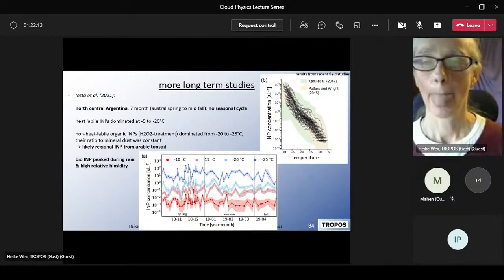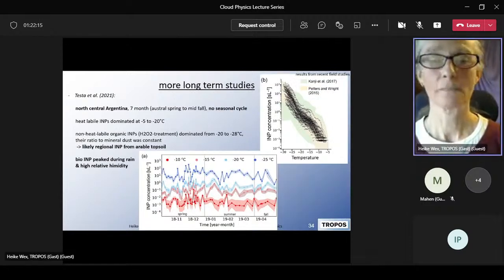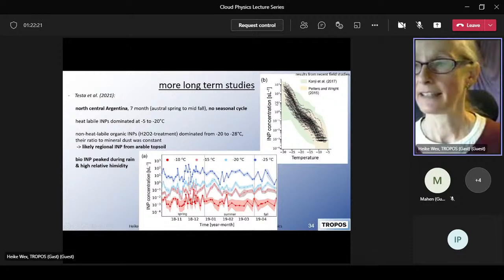And then more long-term studies, one by Testa et al. They measured for 7 months in North Central Argentina. You see the data here. Again, the Patterson-Wright plot. Now it's yellow in the background. Their data as black dots. Another background here from the Kanji review paper. And their data trail the Patterson-Wright again very nicely.